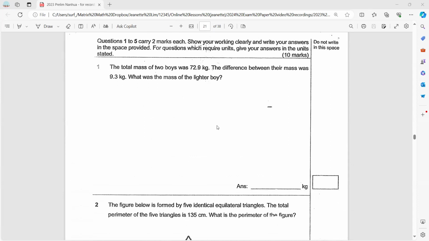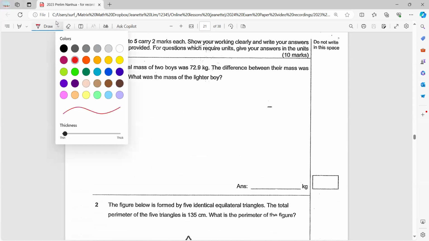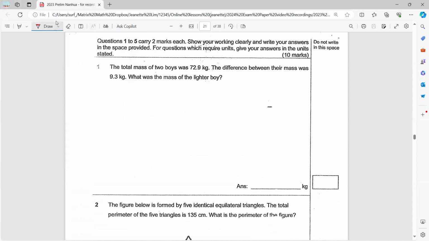Total mass of two boys was 72.9 kg. The difference between the mass was 9.3 kg. What was the mass of the lighter boy? Okay, what we can do is draw a model, since we have the total and the difference. So this is for the heavier one and this is for the lighter one.